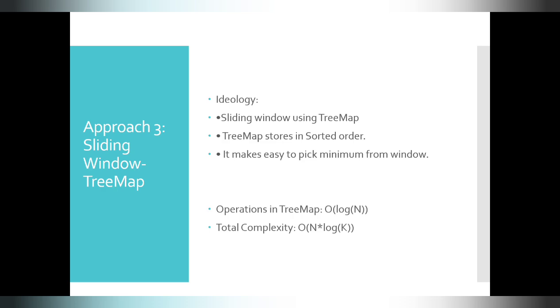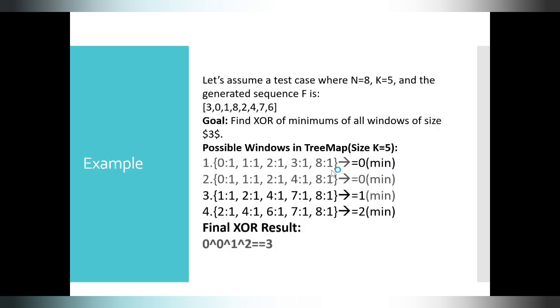We use a tree map in the sliding window, which stores the key and value pairs based on the values in the tree map, which makes it easy to pick the minimum from the window. The operations in the tree map have a time complexity of order of log n, where n is the total number of elements in the generated sequence, so the total complexity is of order of n into log k, where log k is the operations complexity in the tree map. Next slide.